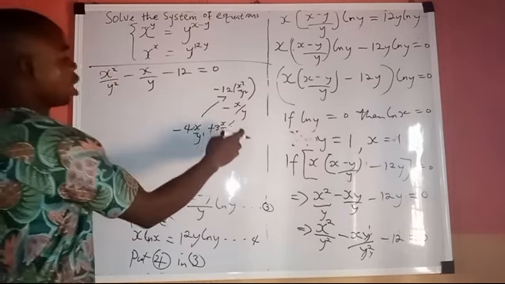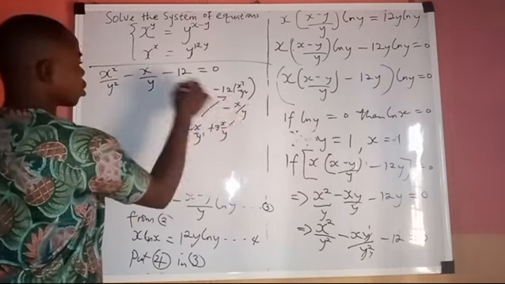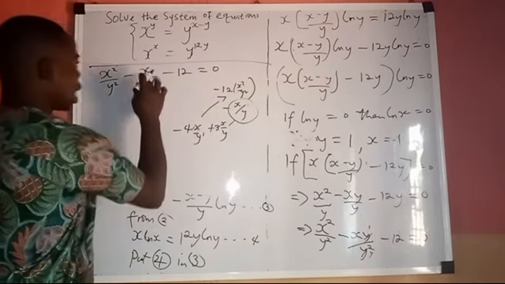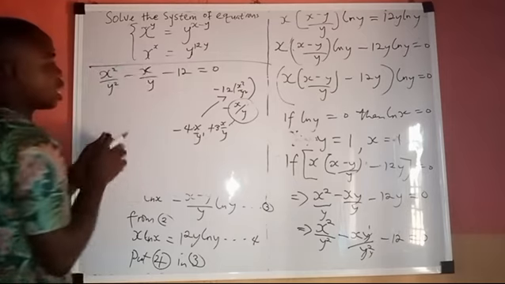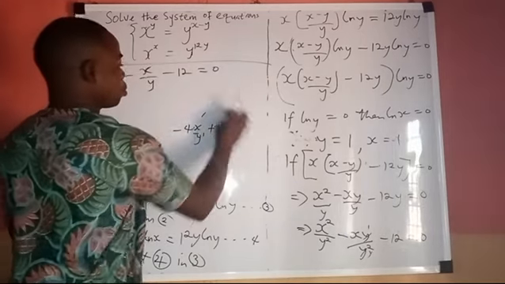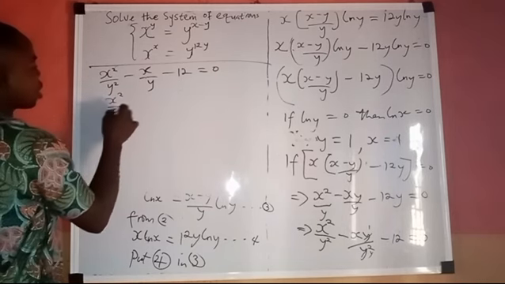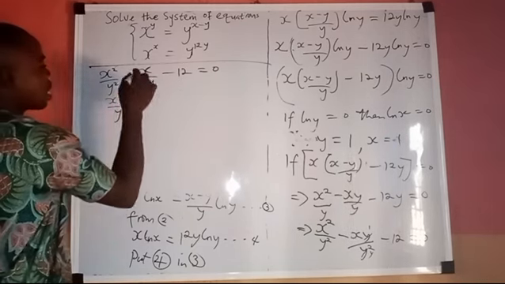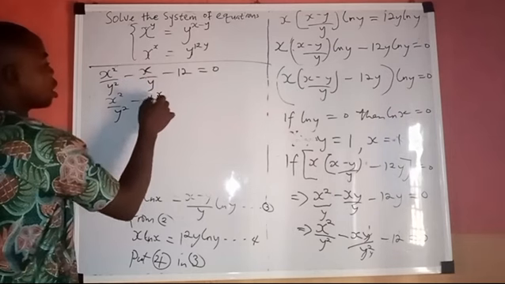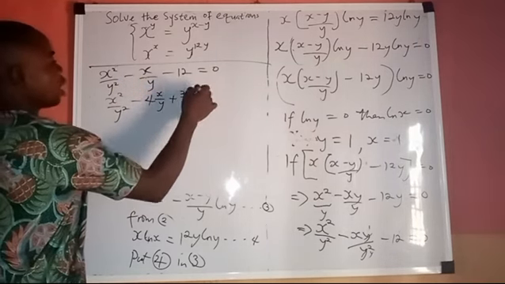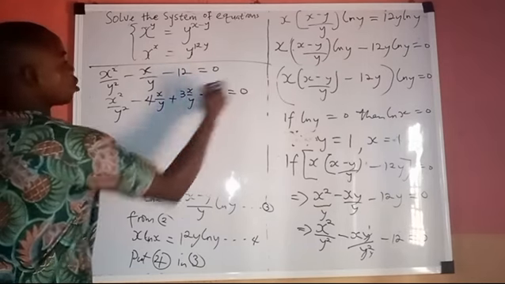So we are now going to replace this factor here by these two factors. I'm going to do that in the next step. Doing that, the equation now turns out to be x squared divided by y squared minus 4x over y plus 3x over y minus 12 is equal to 0.